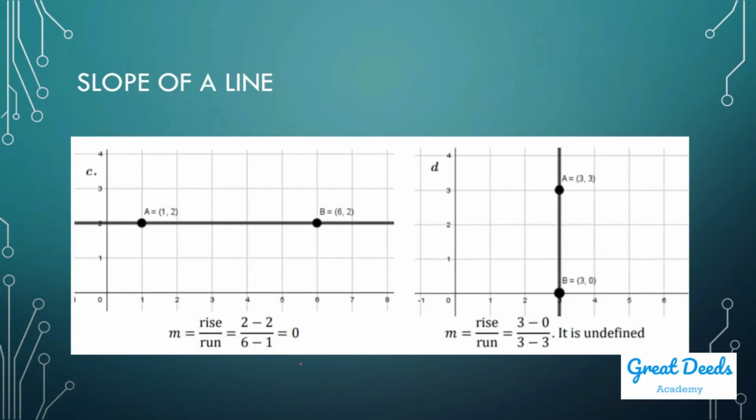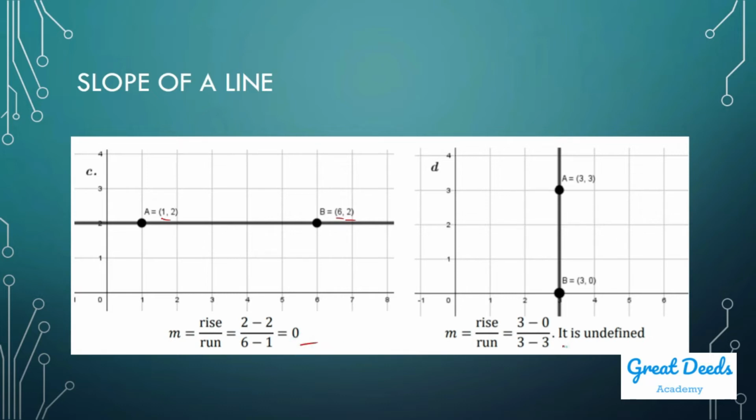How about this? It is a horizontal line. Obviously, the slope is equal to 0. And you can illustrate that by using the definition of the slope. What is the change in y? Well, y is not changing. 2 minus 2 is 0. The change in x is equal to 6 minus 1. So the slope is 0 over 5, which is of course equal to 0.